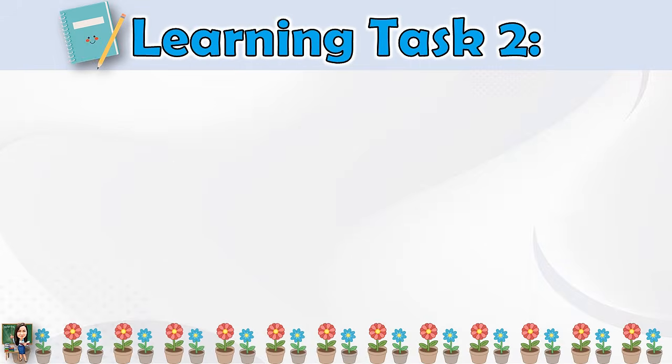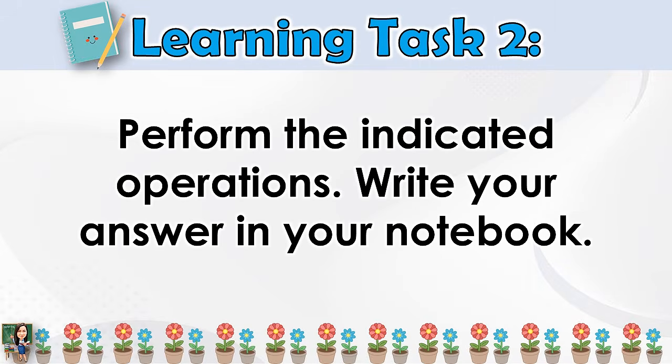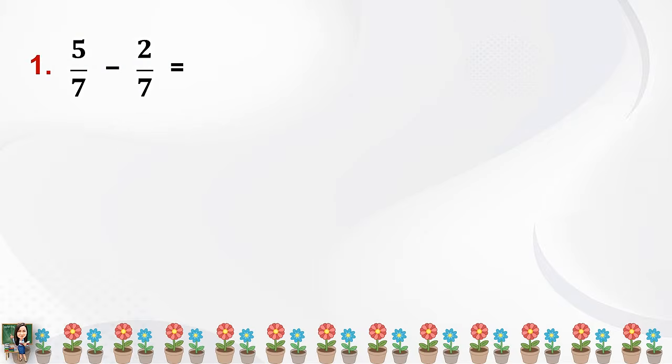Now let's move to learning task 2. Perform the indicated operations. Write your answer in your notebook. Number 1. 5 sevenths minus 2 sevenths equals. So these given fractions are similar fractions. Simply subtract the numerators. 5 minus 2 equals 3. Then copy the common denominator, which is 7. So the answer is 3 sevenths.